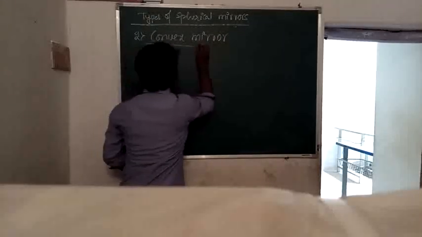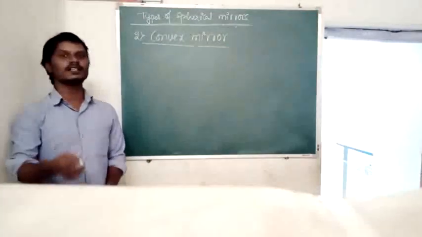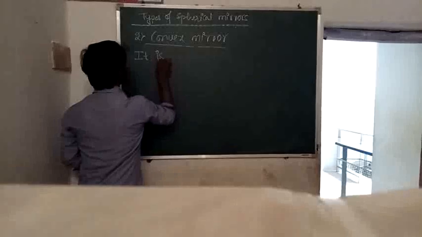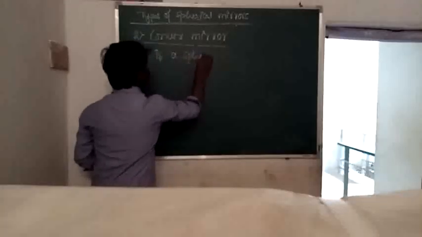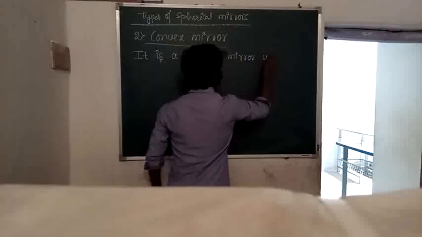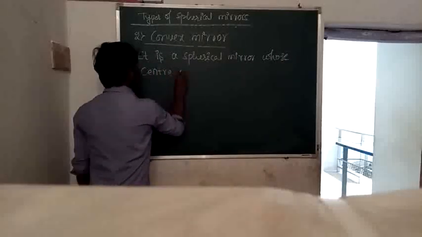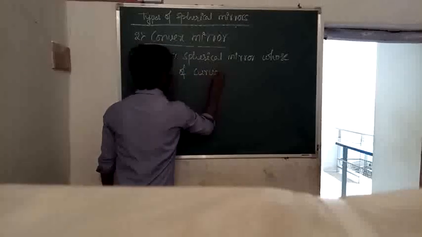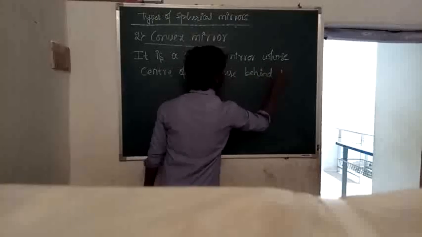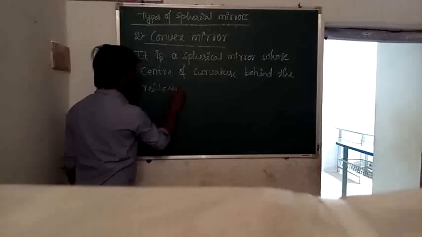Now, what do you mean by convex mirror? It is a spherical mirror whose center of curvature is behind the reflecting surface. It is a spherical mirror whose center of curvature is behind the reflecting surface.